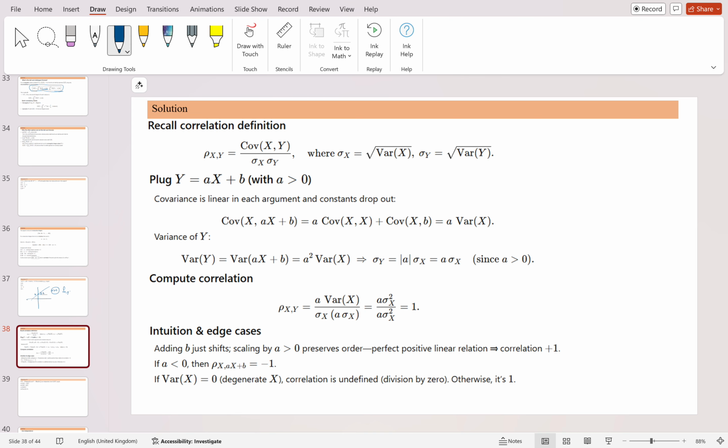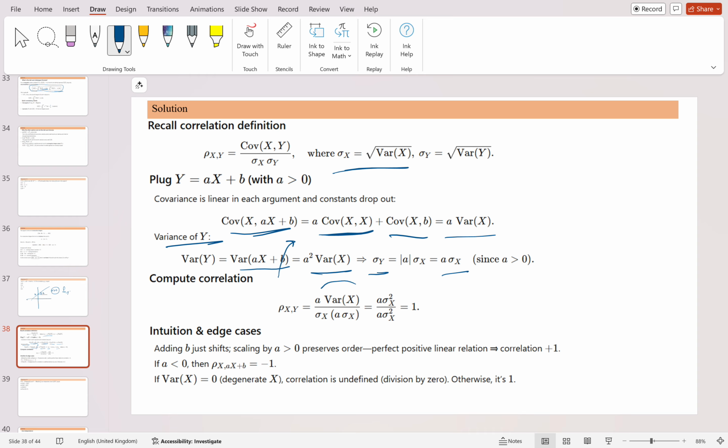Let me give the solution for this. So this is the last problem. Rho(X, Y) is the covariance of X and Y divided by sigma x times sigma y. So sigma x is the standard deviation of x and sigma y is the standard deviation of y. When you find the covariance of X and Y, with Y equal to aX plus b, put the value there: a times Cov(X, X) plus Cov(X, b), it will become a times the variance of X. Now what is the variance of Y? Variance of Y is variance of aX plus b. The constant's variance will be 0, so it is a squared times the variance of X, so sigma y is equal to mod of a times sigma x.